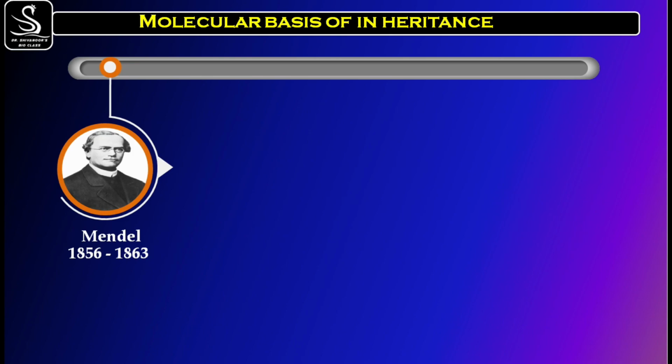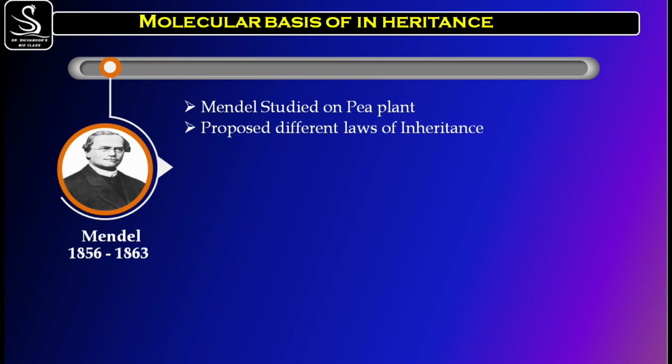1856 to 1863. For about 7 years he worked on the pea plant. He carried out many hybridization experiments on the pea plant, and based on all his results he proposed the different laws of inheritance. What are those laws? He proposed the first law, the law of dominance, and the second law, the law of segregation. Both these laws are based on the monohybrid cross on the pea plant.